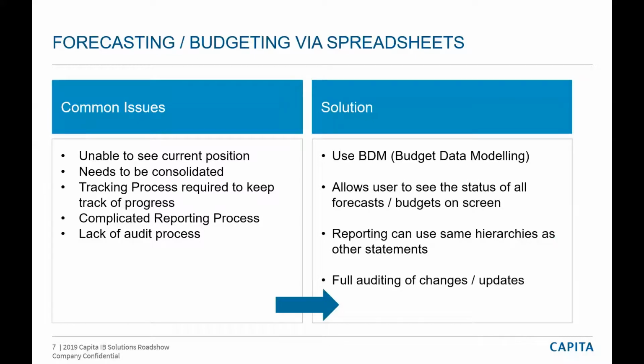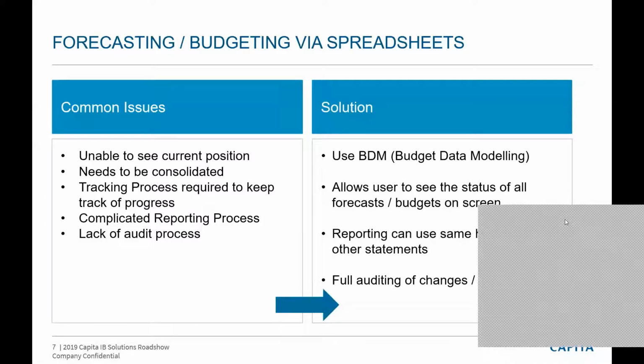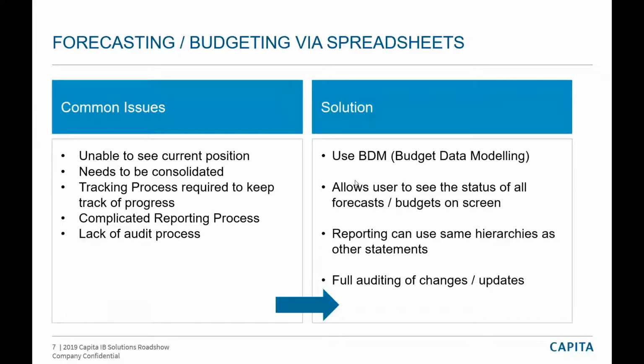So BDM, it lets you see all the data on system. So the items are set up on system. The users log into the screen, they can see their budget, they can fill in their forecasts, their managers and finance department can see the status of everything. You can run reports using the same hierarchy that you normally use. Those reports can be run effectively at any time you want to. So whenever you want to run the report, you get the current figures, and there's a full audit of any changes. So anybody's updated the forecast or amended the budget, or put some notes in, that's all audited and the information is available to everybody to see.